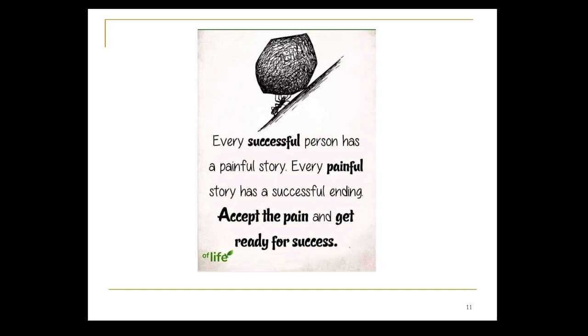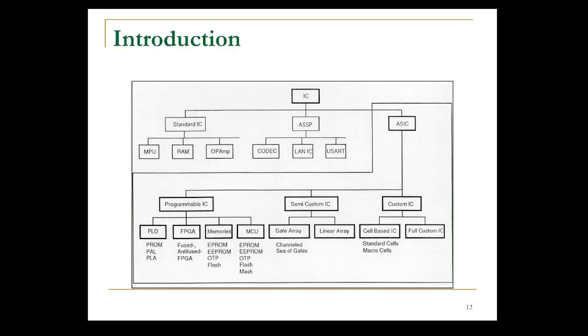With this quotation, let me move on to the next important topic in our syllabus, Introduction to IC. Integrated circuits have different types. The first one is the standard IC. In that we have MPU, microprocessor unit, RAM, random access memory, op-amp, operational amplifier, ASSP, application specific standard product such as coder or decoder, LAN IC, local area network integrated circuit, and USART, universal synchronous asynchronous receiver transmitter.